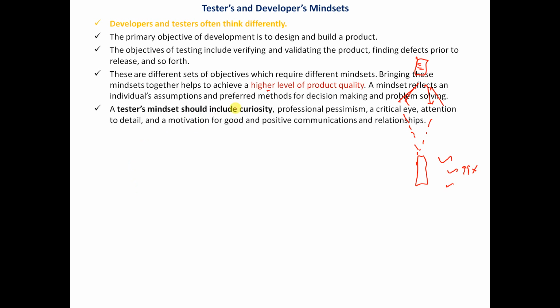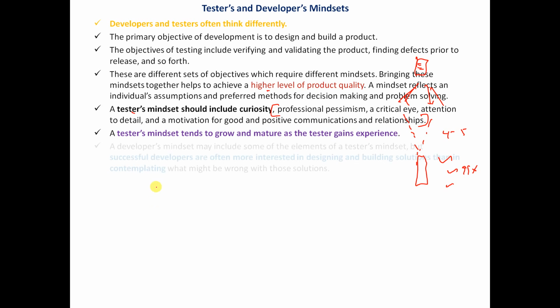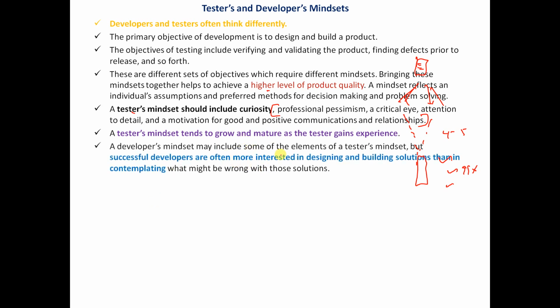A tester's mindset should include curiosity, professional pessimism, a critical eye, attention to detail, and motivation for good and positive communication relationships. These should all be the characteristics of a good tester. The tester's mindset tends to grow and mature as testers gain experience. If you are a tester with four or five years of experience and think about what you did in your first or second year, you will really laugh at yourself. That means your maturity has grown.